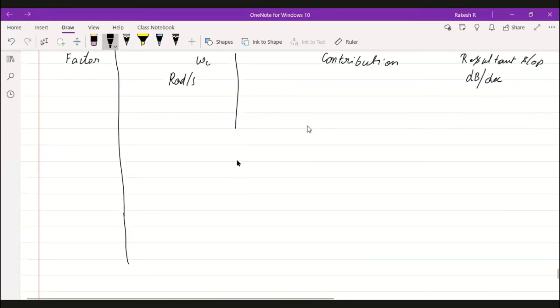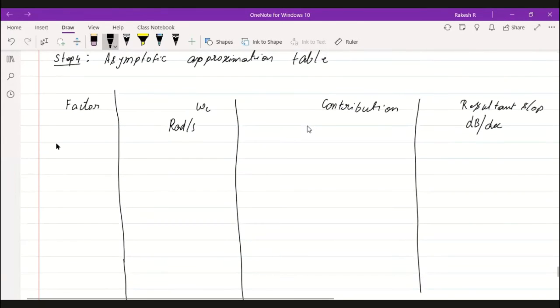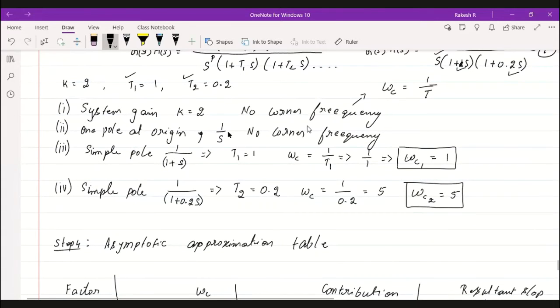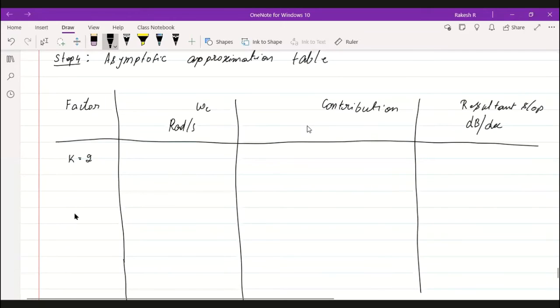Now, when you are writing this factor, which factor do you need to consider first? First, always consider the value k. K is equal to 2. Always remember, the first factor will be k equals 2. Next, the second factor will be a pole or zero at origin. In this, we have the pole at origin here. Right? That will be your second factor, that is 1 divided by s.